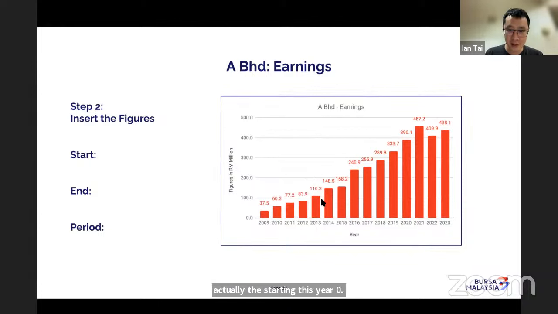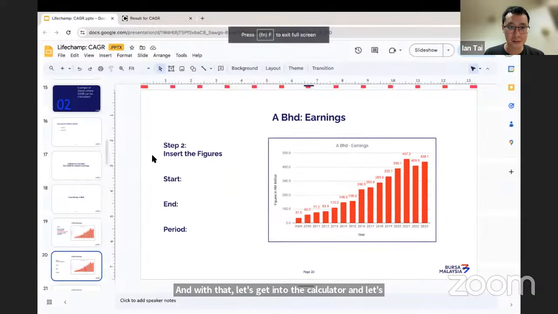Okay. So start year is 2013, where A Berhad has earned or generated 110.3 million ringgit in earnings. So this is the start year. Earnings for 2023 is definitely the end year, which is 438.1 million ringgit. Period 10 years. And with that, let's get into the calculator and let's see what kind of answers we can get from here.